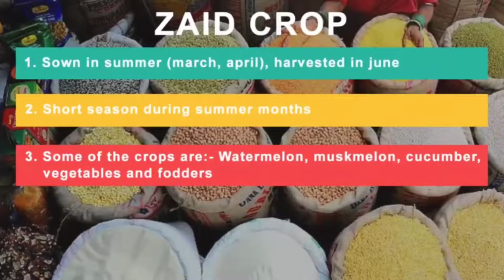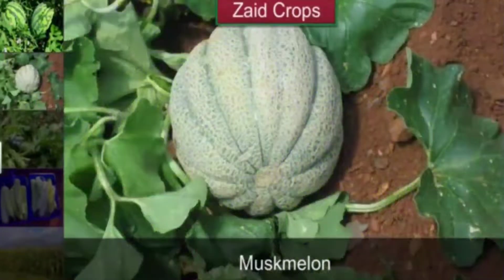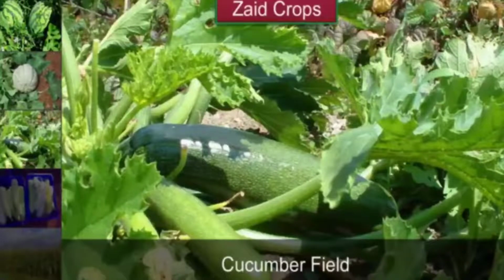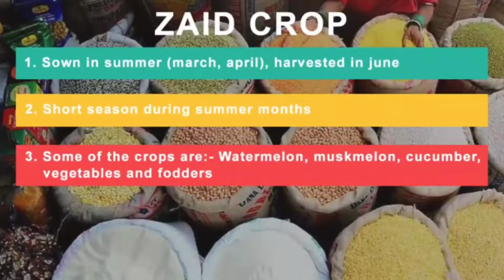Third, Zaid season. So it is a short season during summer months between Rabi and Kharif season. Some of the crops grown during this season are watermelon, muskmelon, cucumber, vegetables and fodder crops. So in this season, most of the crops grown are those which take very little time to grow, as it is a very short season.